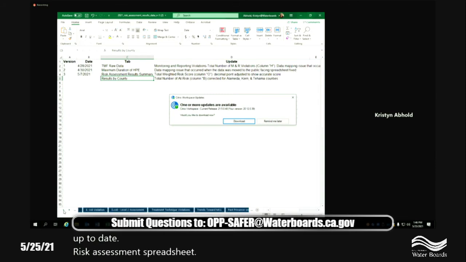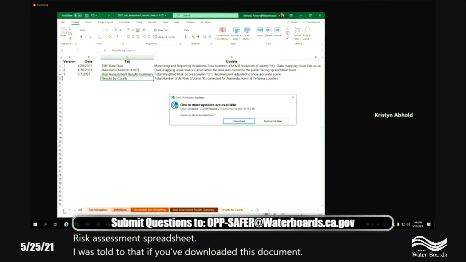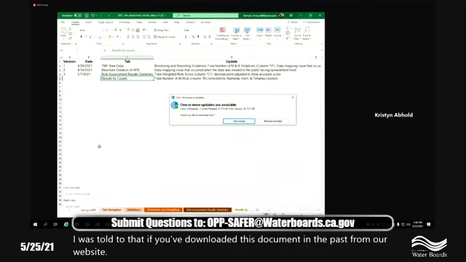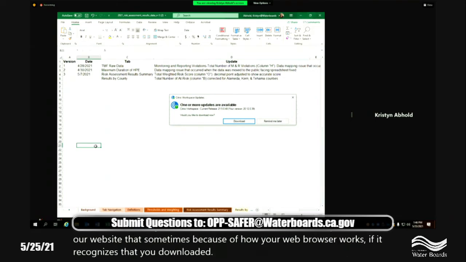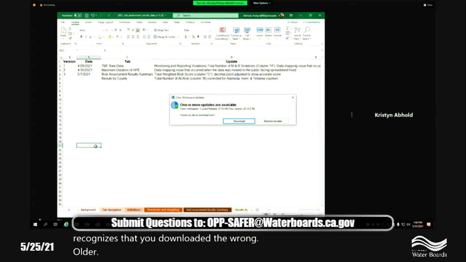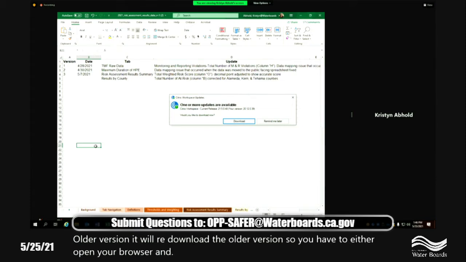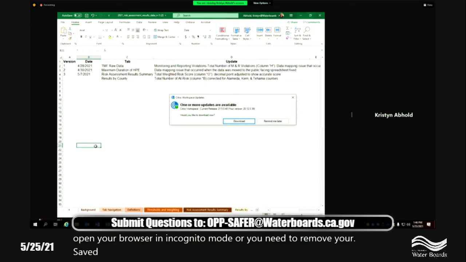I was told too that if you've downloaded this document in the past from our website, that sometimes because of how your web browser works, if it recognizes that you downloaded an older version, it will re-download the older version. So you have to either open your browser in incognito mode, or you need to remove your saved files and try to download it again.